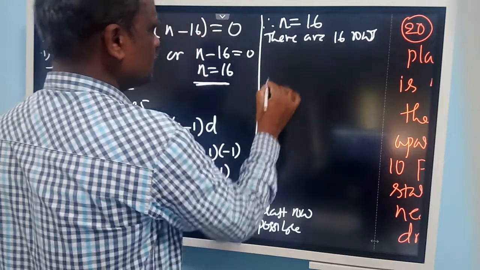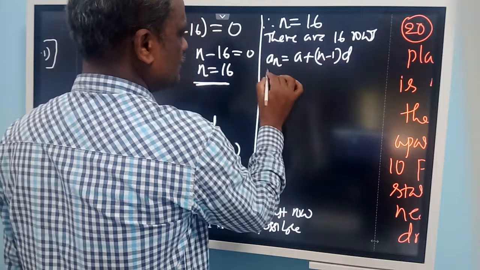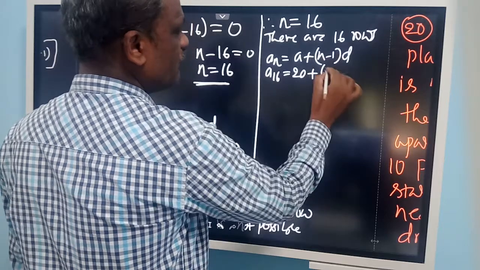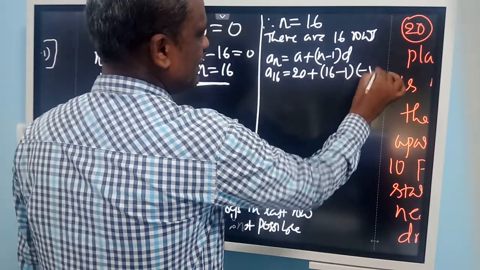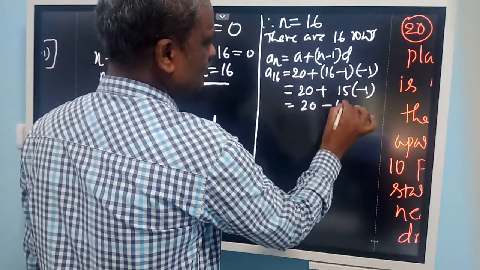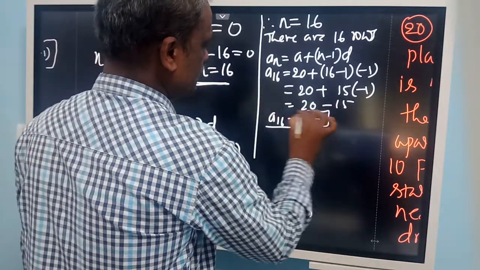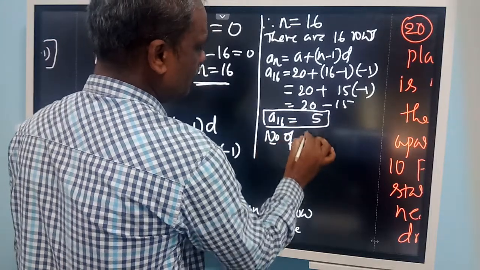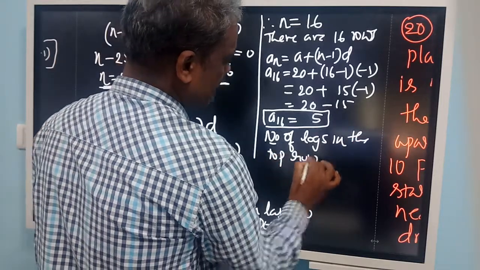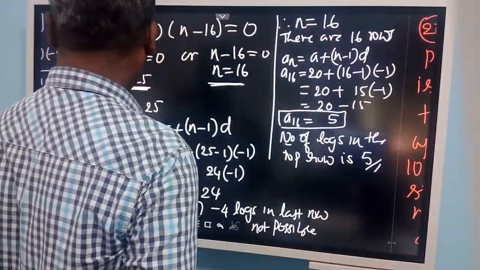So now you can find out an is equal to a plus n minus 1 into d. So a16 is equal to 20 plus, now you have to take 16 minus 1 into d value minus 1. So 20 plus 15 into minus 1. So 20 minus 15. So it gives you 5. So a16, the number of wooden logs in the top row or 16th row is 5. So the last row contains 5 wooden logs.